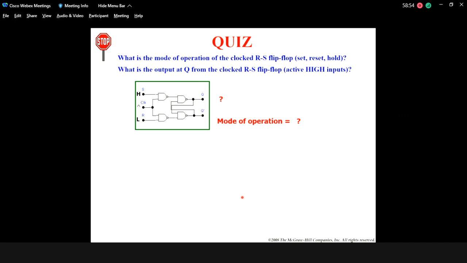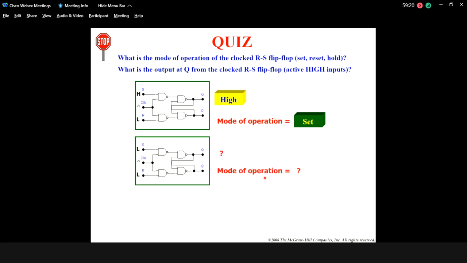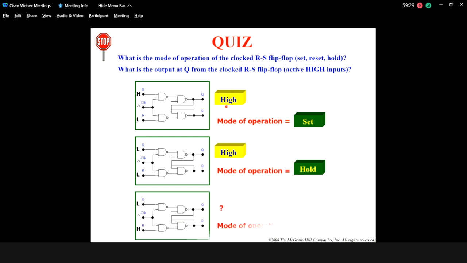Okay, so the mode of operation. This one represents the clock, a positive pulse. It goes high. So when we have S high and R low, with a positive clock, we are in the set mode and we get a high output. And then if the clock is low, we get hold mode, and the result is still high, carried from the previous state. And then when S is low and R is high, with the clock, the mode is reset and it becomes low again.